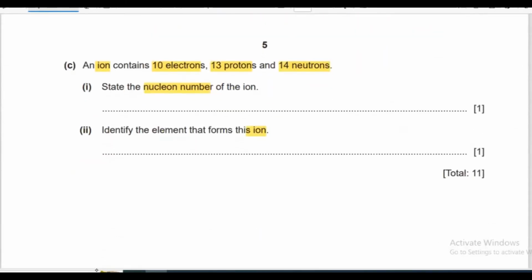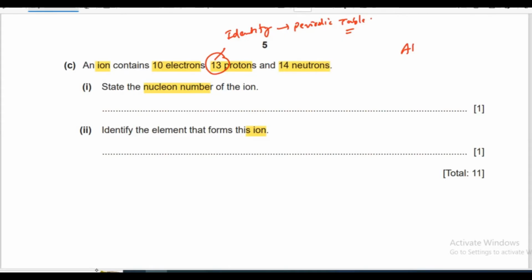Now, an ion contains 10 electrons, 13 protons, and 14 neutrons. So proton number is the identity of an element. This is the identity. So if you look at the periodic table, just check the proton number, and you will find that aluminium is the element which has the 13 proton number. So aluminium is the element, and it contains now 10 electrons, 13 protons, and 14 neutrons.